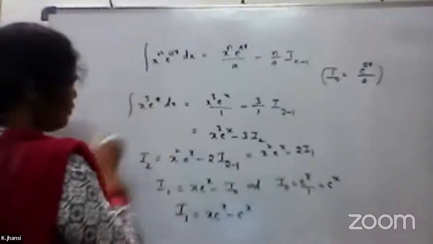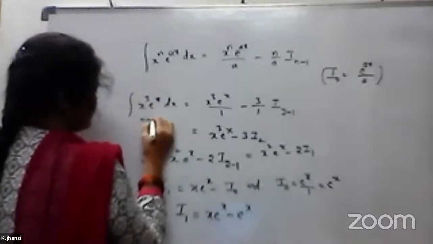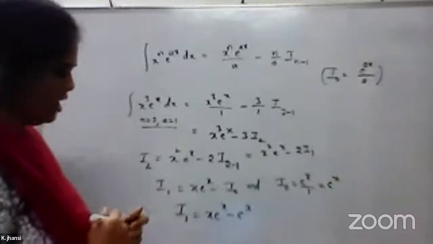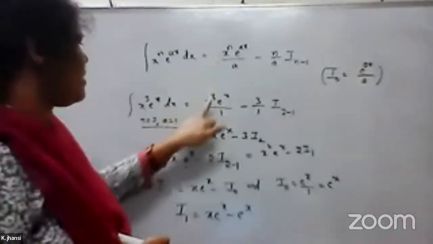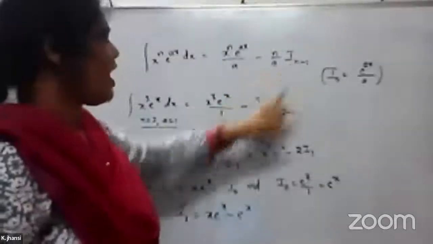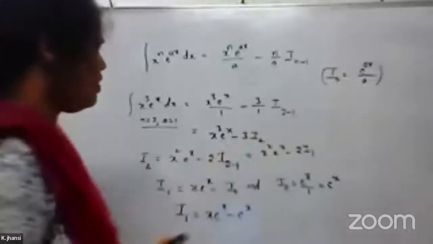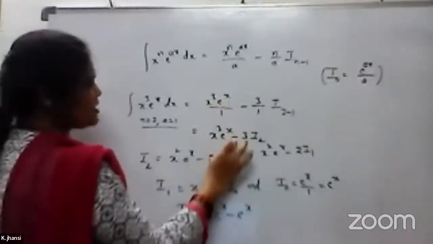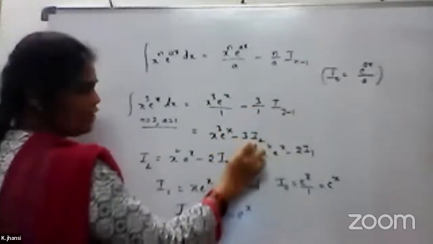You can write here if you have any confusion. N is equals to 3. A value is equals to 1. Okay. So now substitute in the formula x to the power of 3 e to the power of x by a value is 1 minus 3 by 1 I 3 minus 1. So if you do the simplification, x cube e to the power of x minus 3 I2.